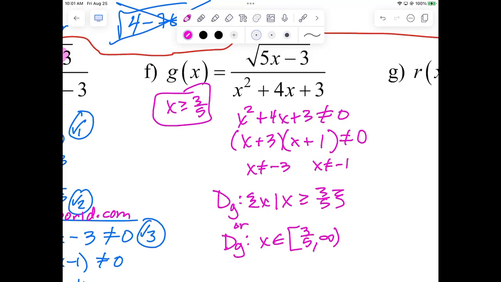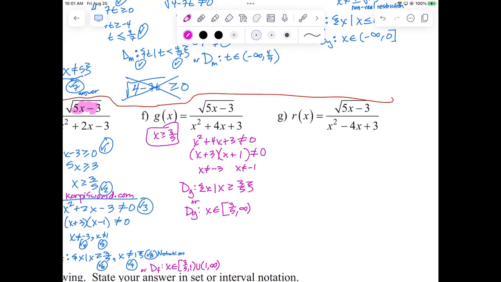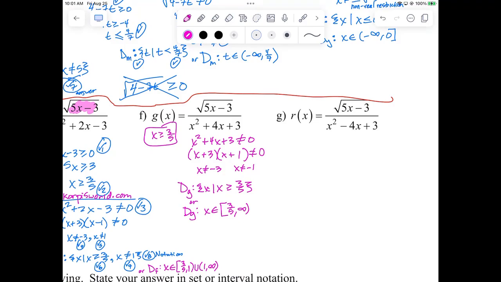All right. And then letter G, which is R of x, same thing in the numerator. We have a radicand. Its radical is 5x minus 3. We set up our inequality, and we're back to the same demand of the radicand that x has to be bigger than or equal to 3/5. But we have a new denominator, so let's do that work. x squared minus 4x plus 3 shall not be 0.